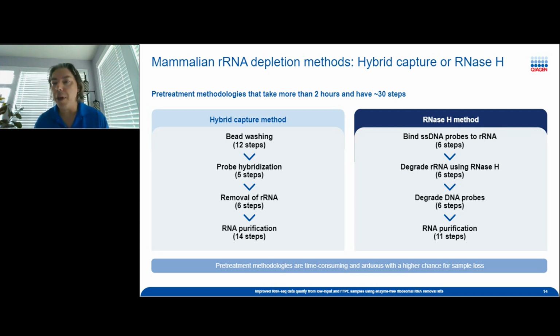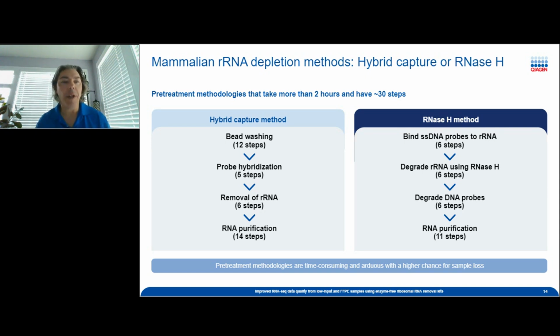When you start to think about reproducibility, every time you introduce another step into your workflow, that's a place where you can have differences between your samples. It's not uncommon to see batching effects based on who's doing the hybrid capture experiment, or batching effects on the RNase H method based on who's doing the setup and removing all the different components of it.